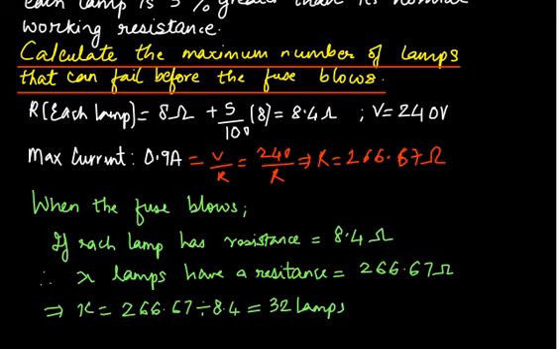They have asked you to calculate the maximum number of lamps that can fail before the fuse blows. So the maximum number of lamps that fail before the fuse blows is 32 lamps. The answer is 31 point something, but rounding off gives you 32. So this is the maximum number of lamps that fail before the fuse blows.